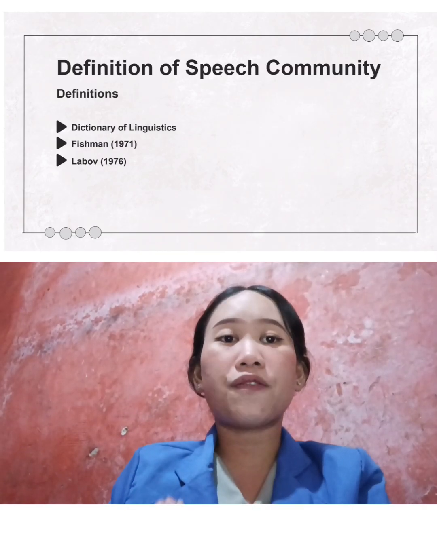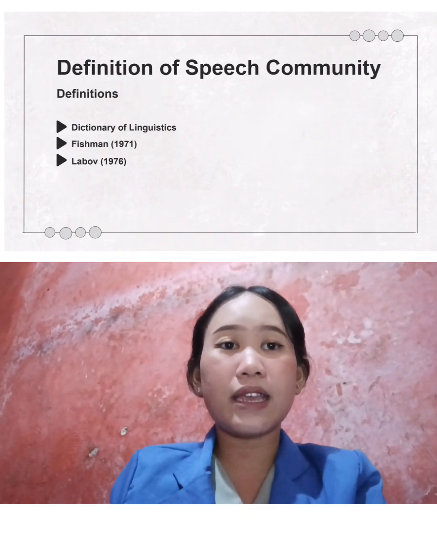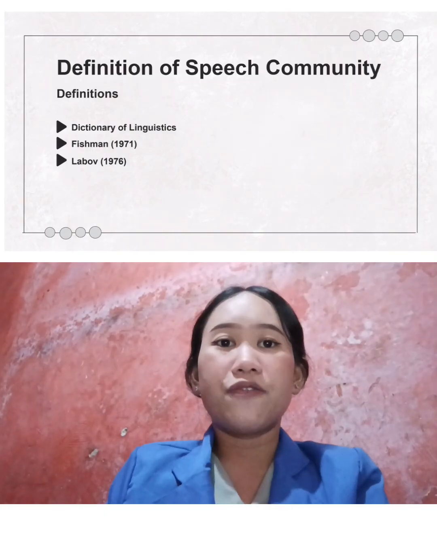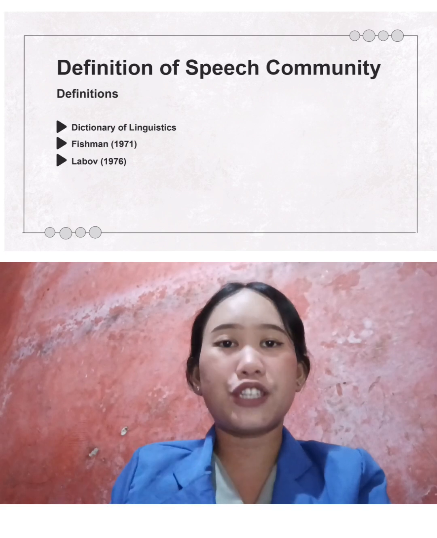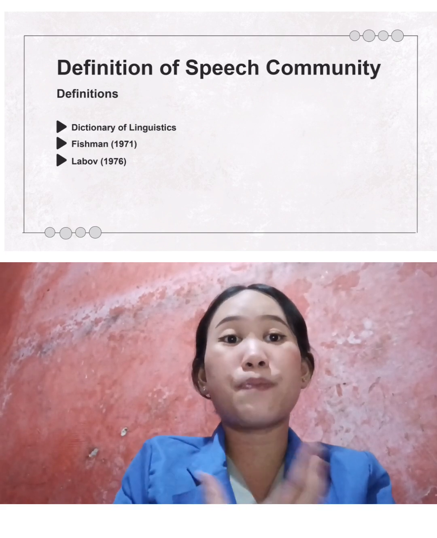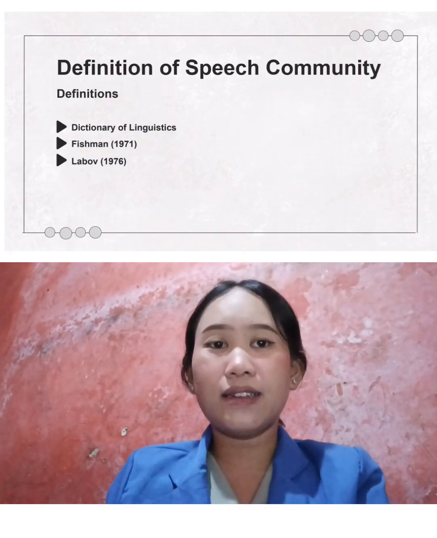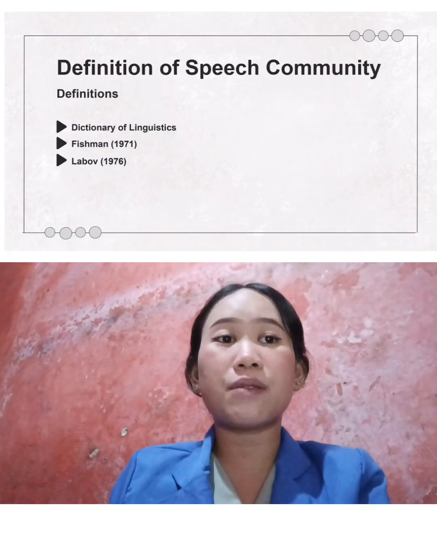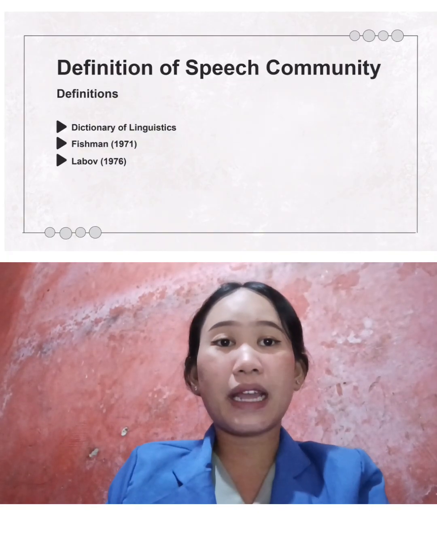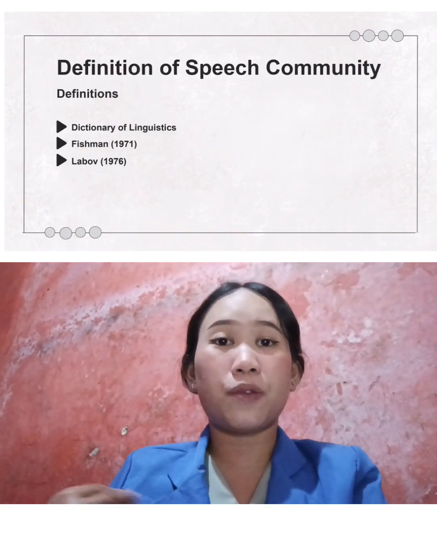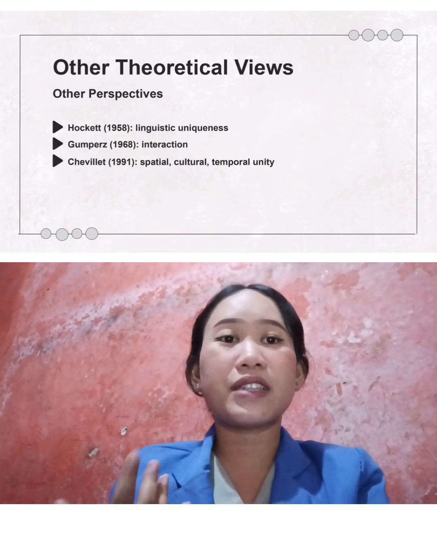According to the Dictionary of Linguistics, a speech community is a group of people who use the same language or dialect and are able to communicate with each other. Fishman emphasizes that a speech community is formed through intensive communication. This means that members of a speech community interact frequently with one another. Labov, on the other hand, explains that a speech community is defined by shared norms, not by identical language use. This means people can speak differently but still belong to the same speech community as long as they share the same language values. Next slide is other theoretical views.